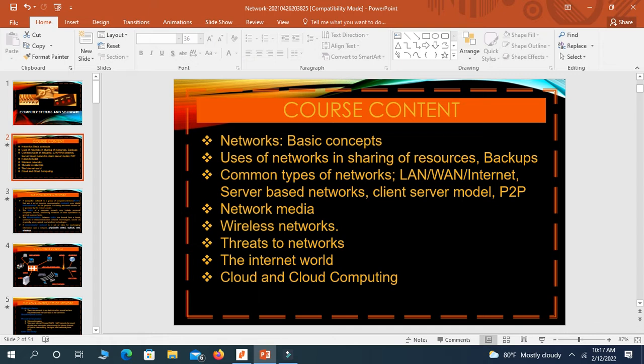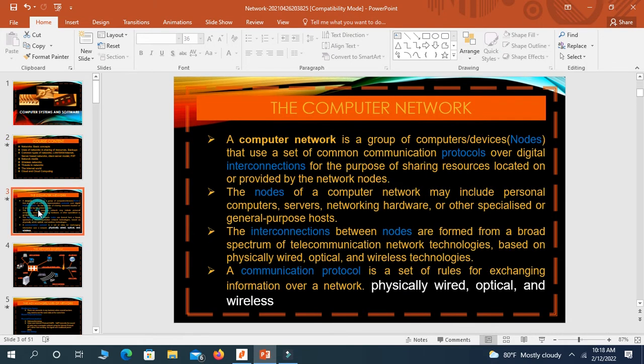Though it's not under the scope of today's learning outcome, still we will talk about this one. Some of the contents might not be directly related to the learning outcome, but I have included them so that you get a better understanding of the network system itself. Okay, anyways, so the computer network.